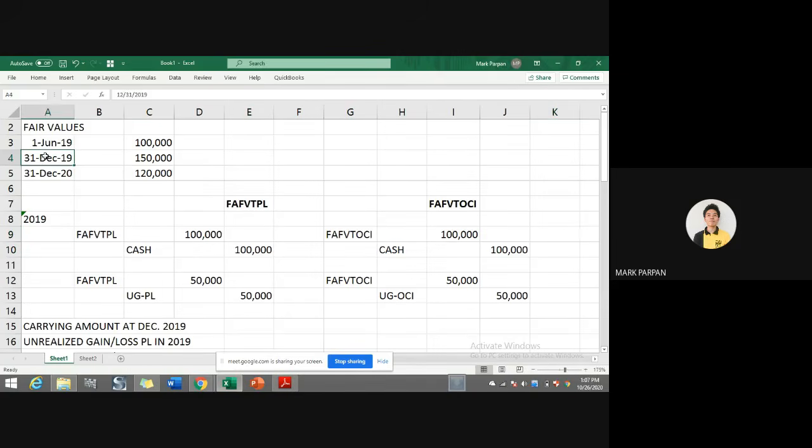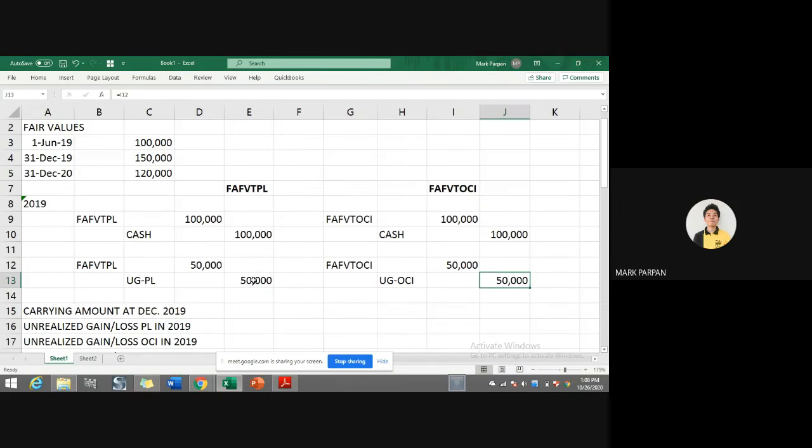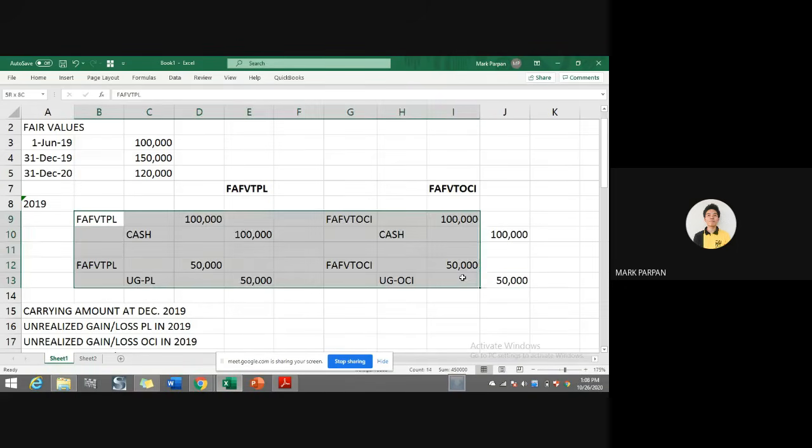Come year end, we need to remeasure so that the value is at par with its fair value. From 100,000 to 150,000, we have a difference of 50,000. That will be an increase in the value. So you debit FVTPL 50,000, and where does the gain go? To PL, because it is FVTPL. So the gain of 50,000 goes to PL. On the other hand, for FVTOCI, unrealized gain in OCI, 50,000. It's really the same. Okay? So these are the entries for the first year.